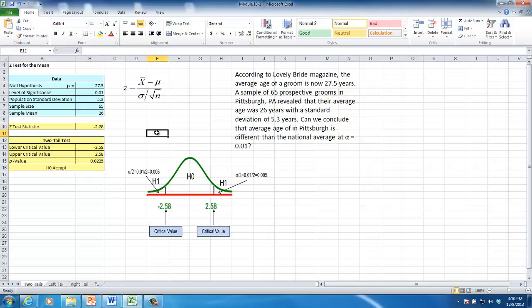So minus 2.28 falls between minus 2.58 and plus 2.58, which tells me H0 should be accepted. And what does that mean? That means the average age for the Pittsburgh area is not significantly different from the national average. With 99% confidence, I can tell Pittsburgh has no difference from the national average.